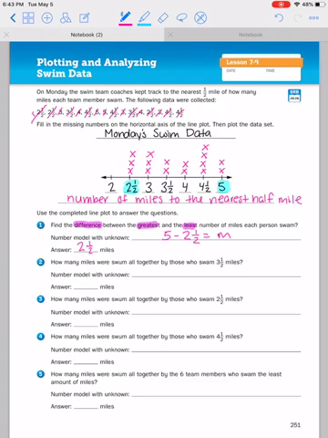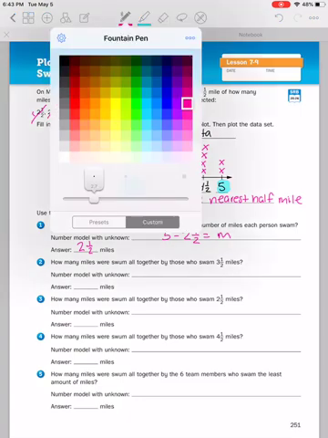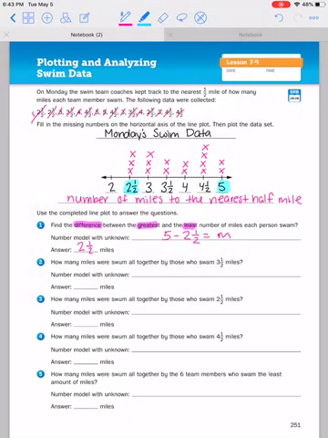All right, 2. How many miles were swum all together by those who swam 3 1/2 miles? So I'm going to look. How many people swam 3 1/2 miles? Well, I see that 2 people swam 3 1/2 miles. So to find out how much they swam all together, I would add 3 1/2 plus 3 1/2. I know that 2 halves equal a whole, so 1 plus 3 is 4, plus another 3 is 7. So in total, they swam 7 miles.